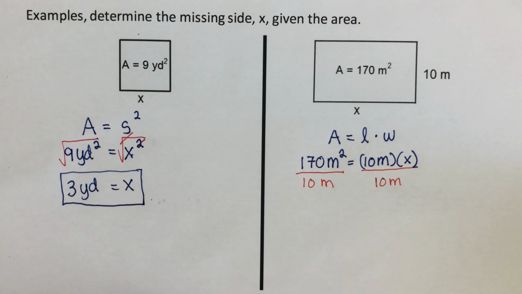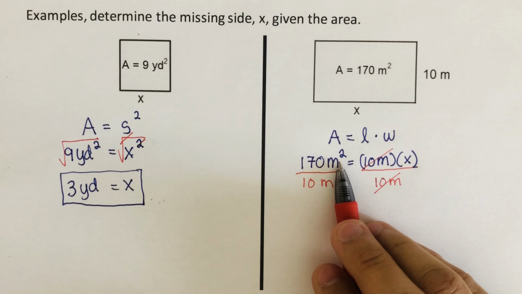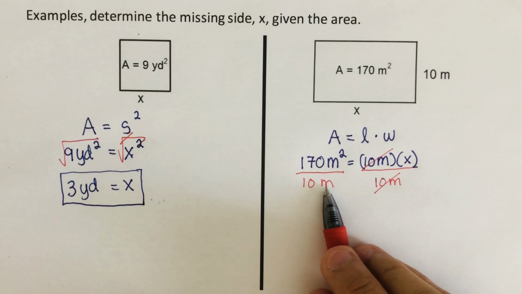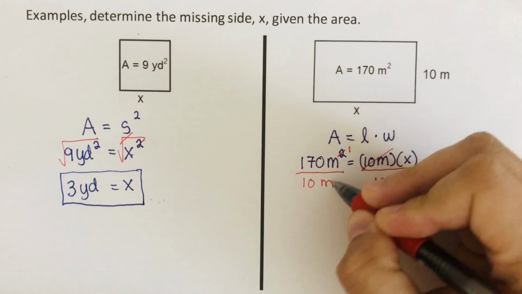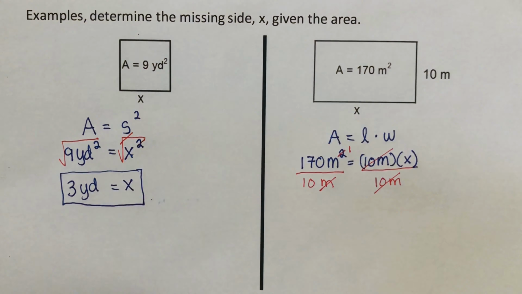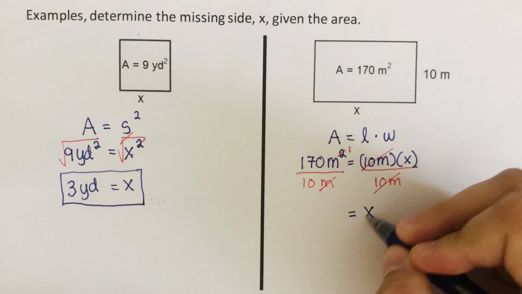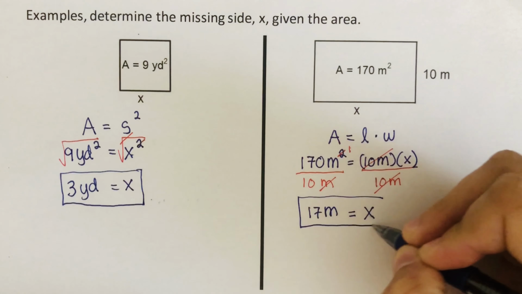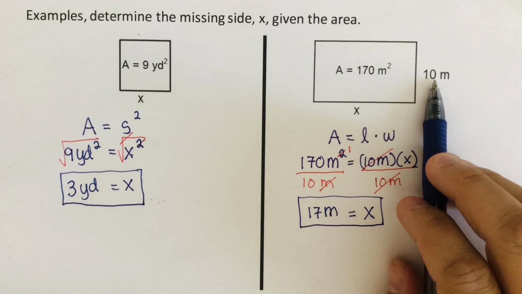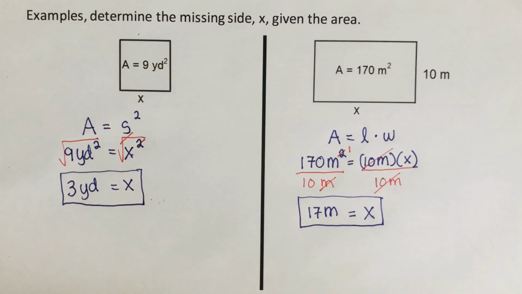Then we cross out the 10 meters and 10 meters. 170 meters squared means there are 2 meters up there and 1 meter at the bottom, so we can cross out one of the meters on top and the bottom meter. We are left with just meters there. So the X value is 17 meters. This makes sense because if we multiply 10 meters times 17 meters, it comes out to 170 meters squared. Did you get 17 meters as your answer for the second one?